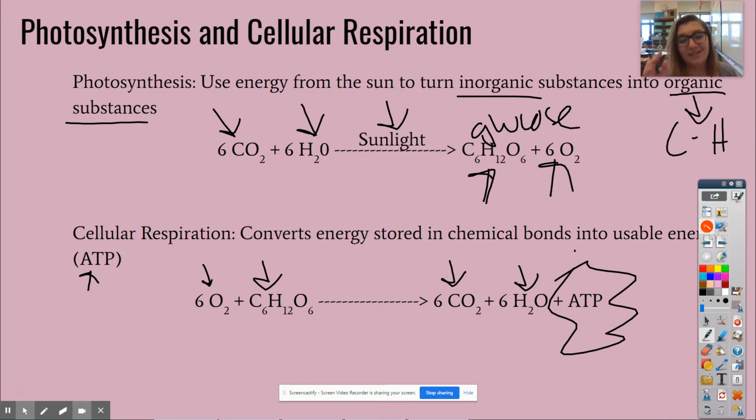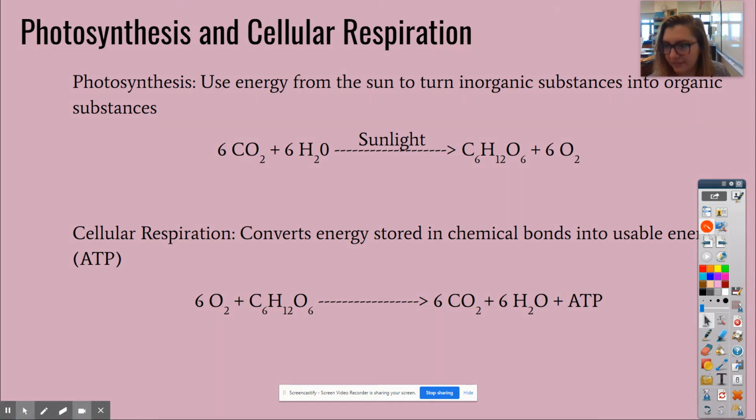Anything that does not get turned into ATP is usually stored as fat for later use. So if you get too much glucose, you're going to be storing that, and that's how we gain weight.